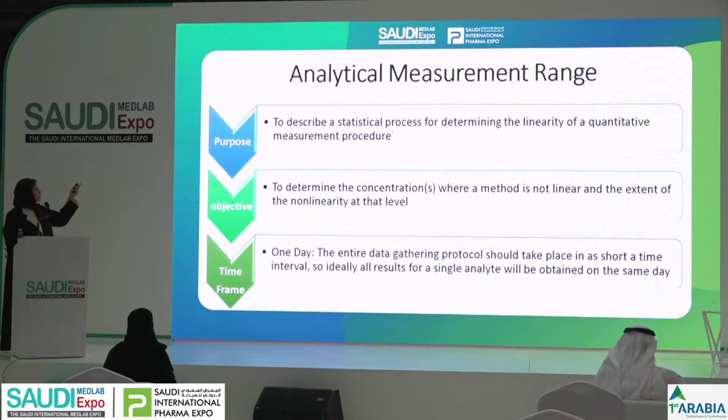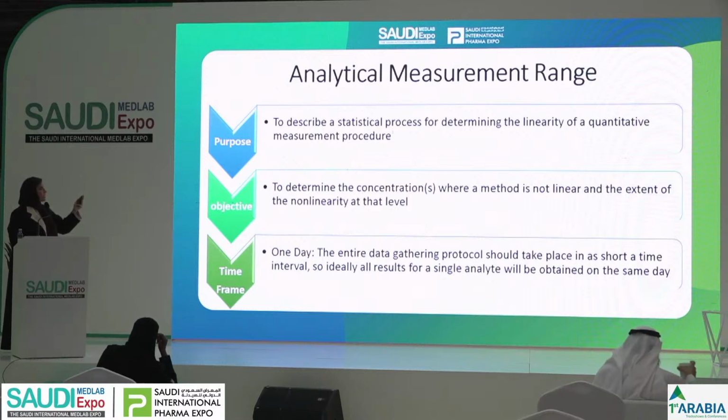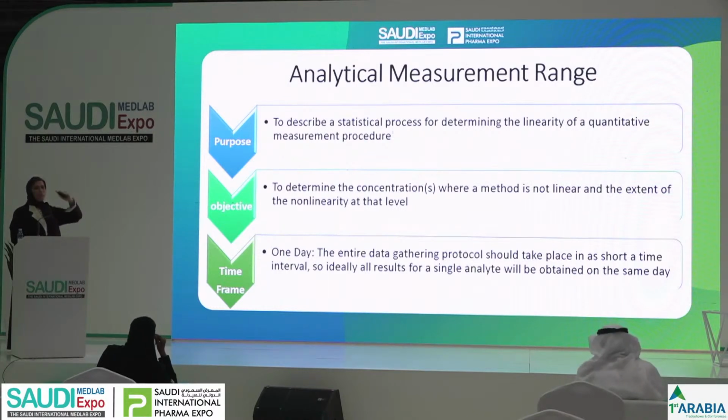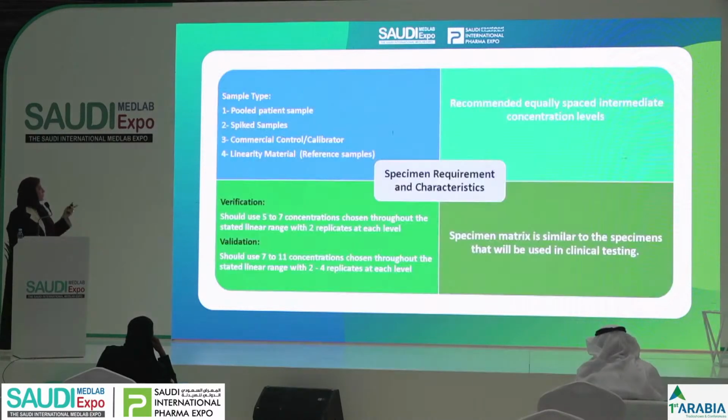So the purpose is to describe the statistical process for linearity. The objective is to have a method to determine if it is not linear, and the extent of the nonlinearity at that level, just to know where my analyzer is linear, up to which level is linear. This is the main objective we will end up with. How many days time frame? It will take only 1 day from you if you do it right. What the sample requirement is, as I mentioned in the previous slide, those are for sample type.